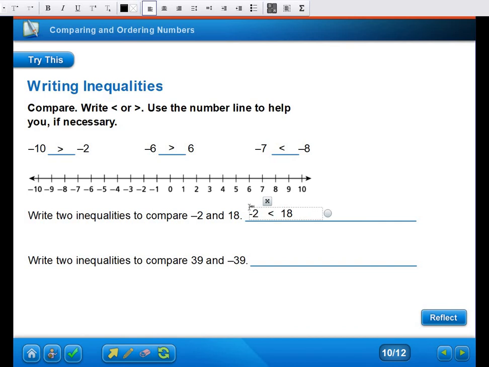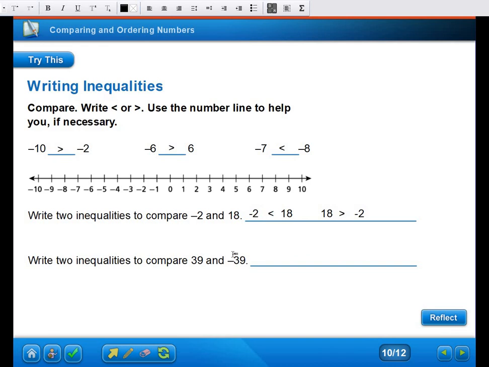However, I could also compare by listing the 18 first and then the negative 2. In doing that, I know that 18 is greater than negative 2. These two statements still give the same idea about the value, but they're saying it in two different ways. The first compares by looking at the negative 2, saying negative 2 is smaller than 18. The second one compares it by focusing on the 18, saying that it's bigger than the negative 2.